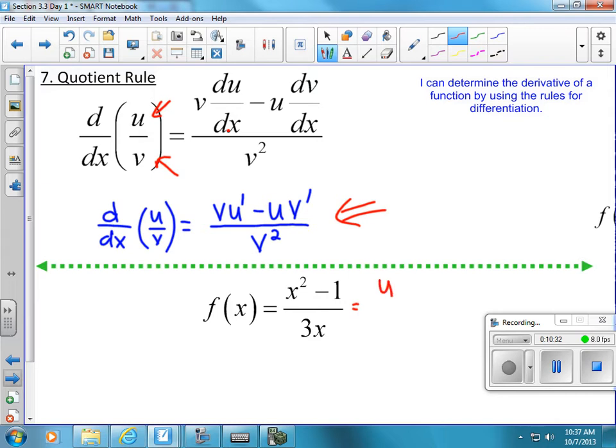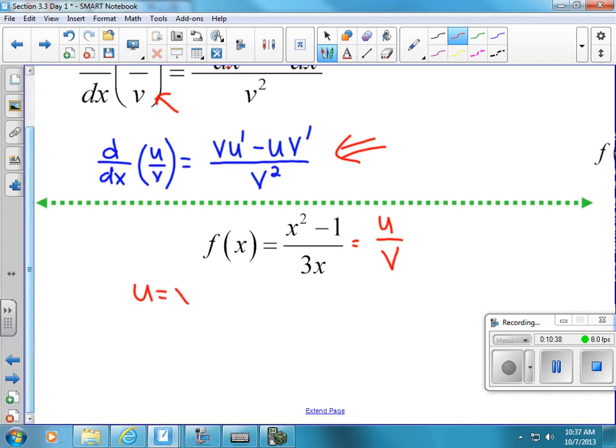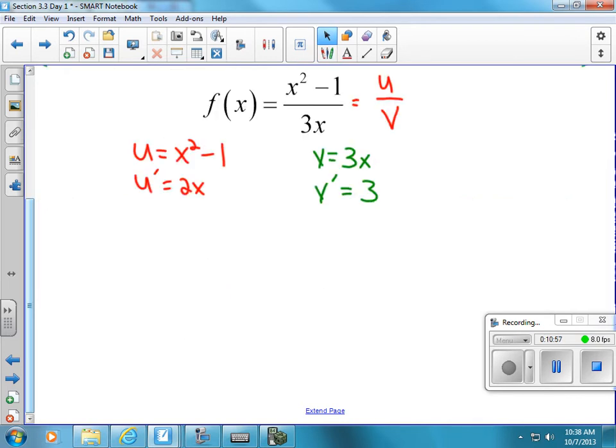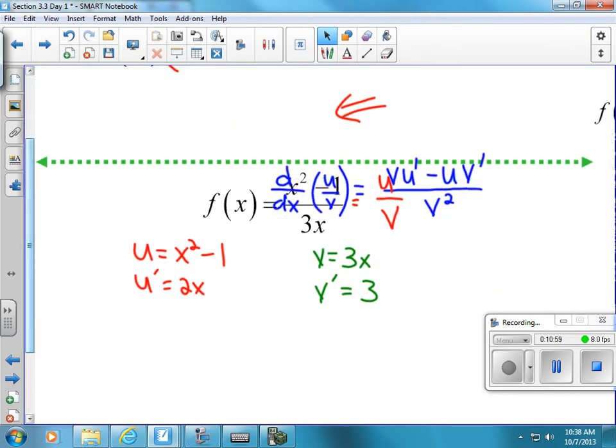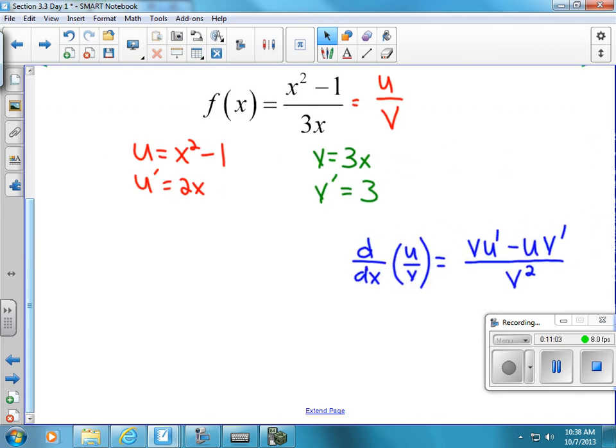All right, so when we do this, we're going to have our u divided by our v. So our u is going to equal x squared minus 1. And therefore our u prime is 2x. Now our v is equal to 3x. It's the denominator. Therefore v prime is just a plain old 3, because the derivative of 3x is 3. All right, so let's be reminded of our formula here, and let's plug all of these things in.